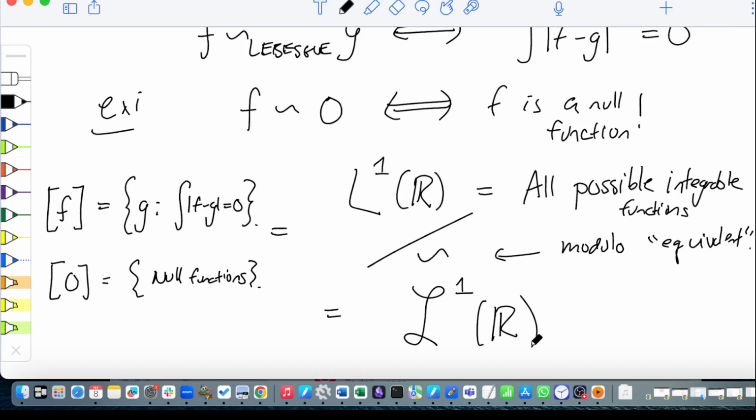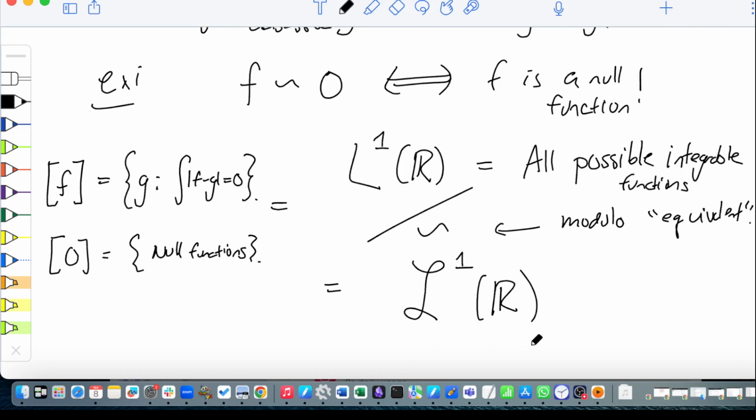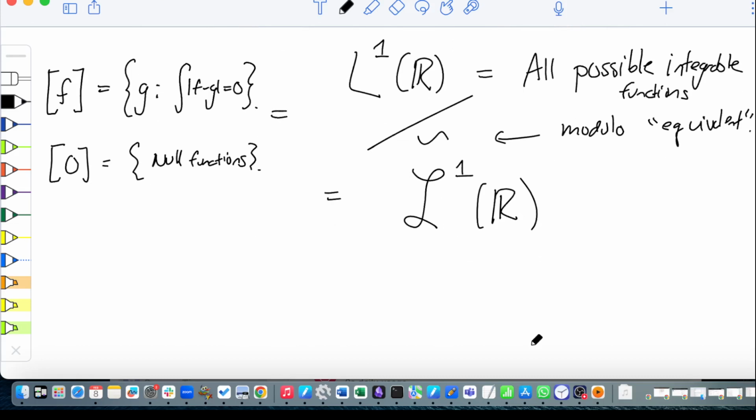But now all the things that were 0, the null functions, are one thing that we call the 0 set, the equivalence class of 0. And so this is okay. Now the norm makes sense. To be crystal clear, we have to move all our operations. So L1 of R is a normed space, and you have the operations.